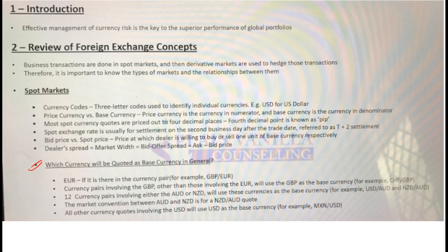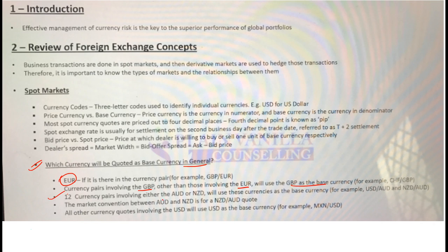Which currency will be quoted as base currency in general? In general, euro is quoted as base currency if it is there in the currency pair. Currency pairs involving GBP other than euro will use GBP as base currency. So if GBP is there and euro is not there, then GBP will be used as base currency. There can be deviations from it. These are the generally used currency pair conventions that you are told.